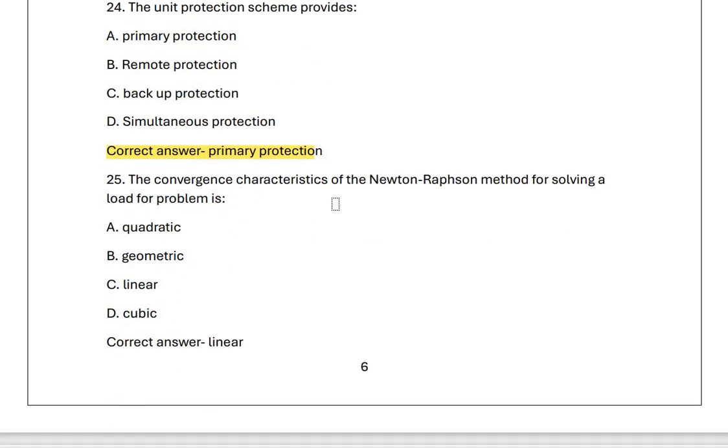25. The convergence characteristics of the Newton-Raphson method for solving a load flow problem is A. Quadratic, B. Geometric, C. Linear, D. Cubic. Correct answer: linear.